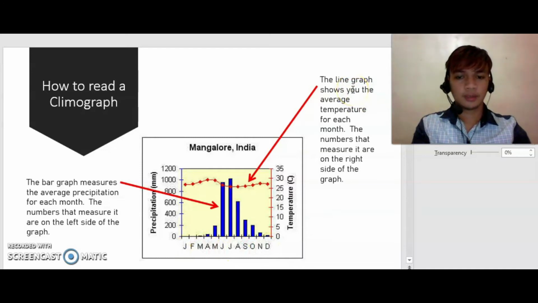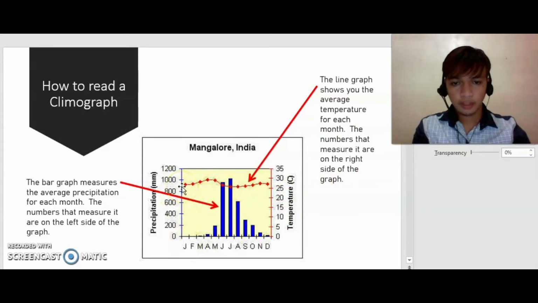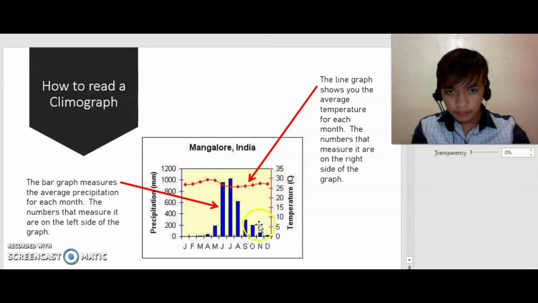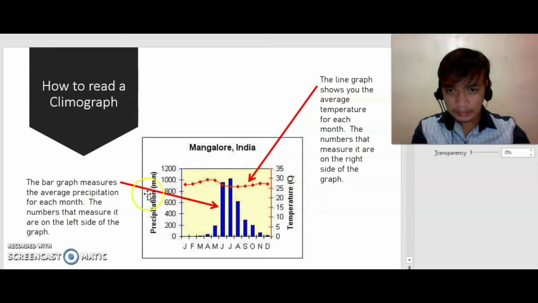The line graph shows you the average temperature for each month. So the numbers that measure it are on the right side of the graph. So the average temperature in January is about, I think this is 28 degrees Celsius. And then the highest temperature is in the month of, this is April and May in Mangalore, India. Okay, this is I think 29 degrees Celsius.